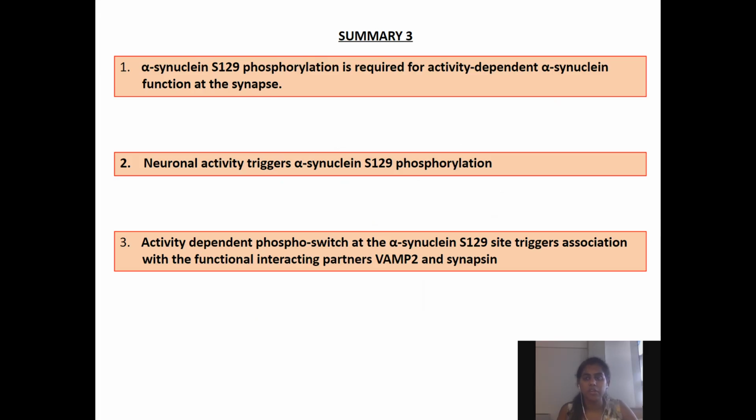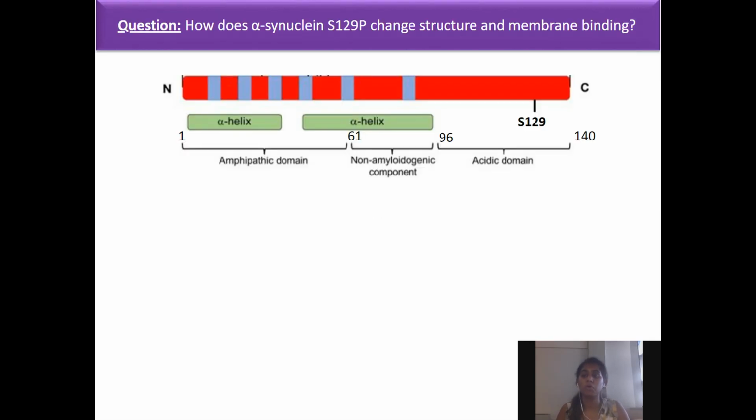So as a final summary, we showed that this activity-dependent phospho switch at the alpha-synuclein 129 site triggers association with its functional interacting partners VAMP2 and synapsin. So now the question is, how does the single phosphorylation event modulate alpha-synuclein interactions? So we know that while the N-terminus binds to membranes, the C-terminus is free and unfolded.